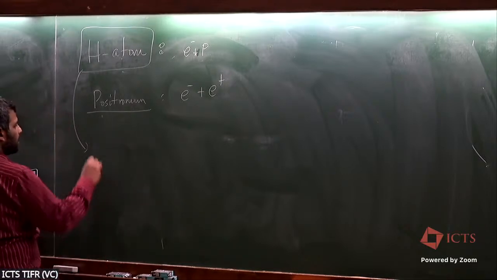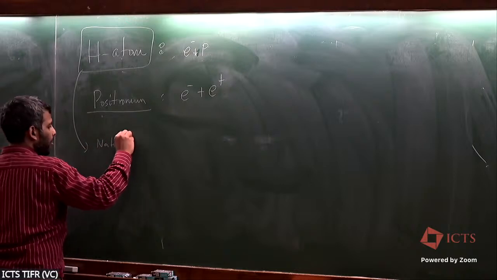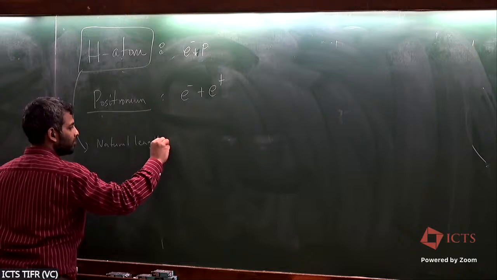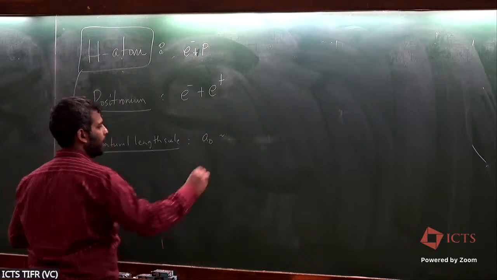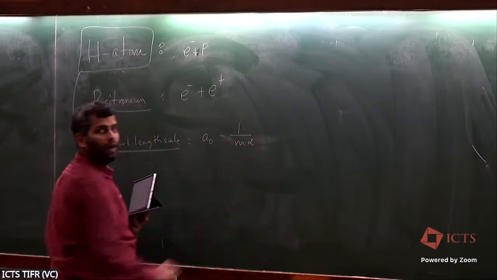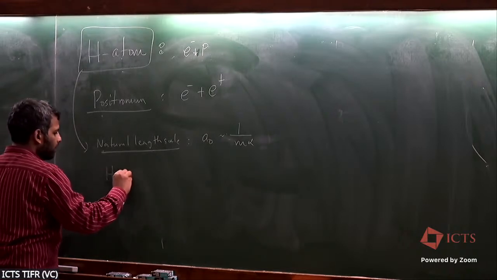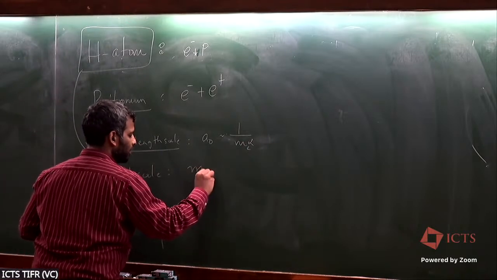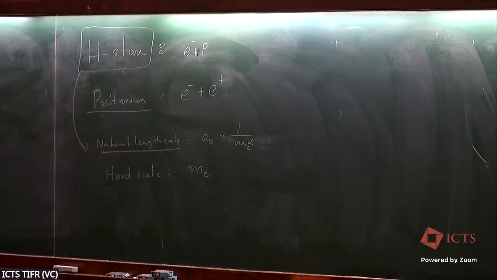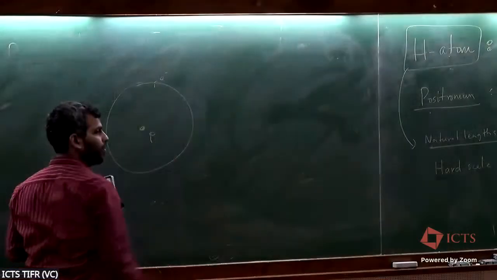Let's start with the length scale. So the natural length scale here is a0, which goes as 1 by m alpha. Okay, everybody remembers. My hard scale is, so this is my m electron, is me. My proton is 1 GeV mass, so it's static for that purpose. It's a nucleus for me. It's basically like proton is fixed and I'm describing electron motion around it.